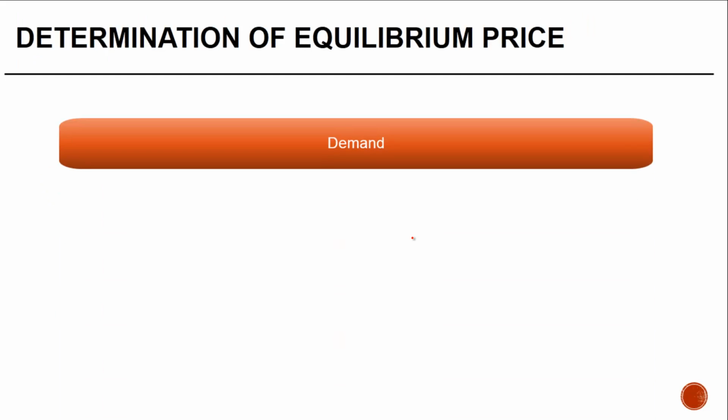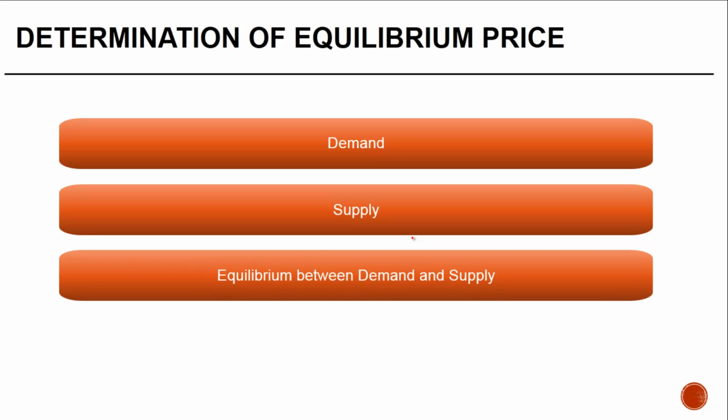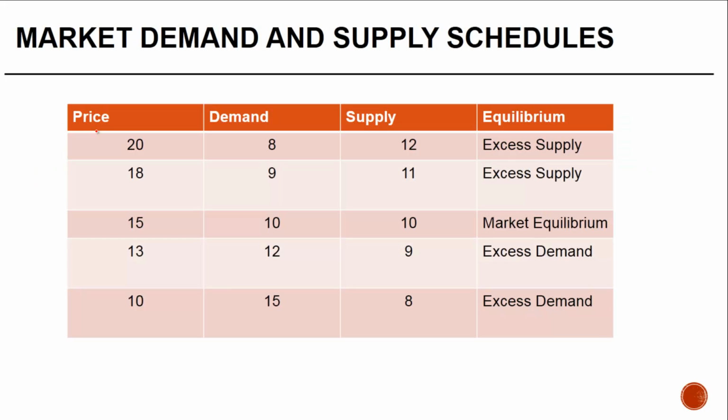So the determination of equilibrium price is considered by three factors: what is the demand, what is the supply, and how is the equilibrium between demand and supply achieved. The equilibrium price will be achieved at a place where the demand is equal to the supply. If the demand is higher, there is an excess demand, therefore the price is going to increase. If the supply is higher than the demand, then the price may come down. Let's look at an example to see this.